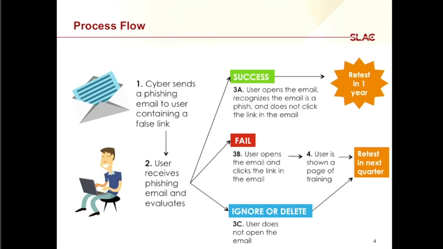And then usually one of 3 situations will happen. The success scenario is where the user gets the email, realizes that it is suspicious, and then they forward it over to cybersecurity and say, hey, this doesn't look right. The fail scenario is where the user opens the email, clicks it, and is then shown a page of training, which I'll show in another slide. And then that user retests in a quarter.